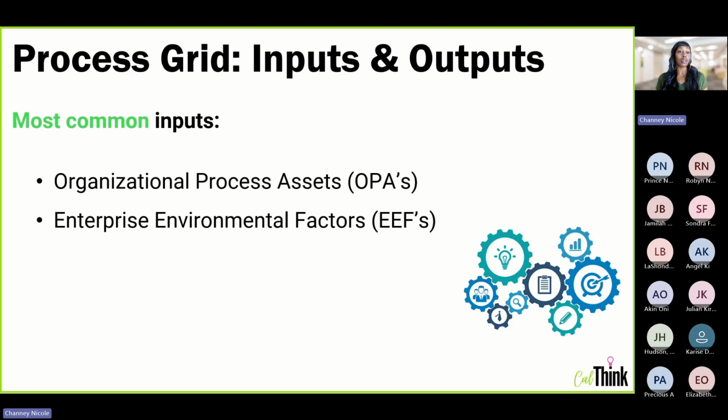So basically things that we can use that will save us from doing double work that a previous project team already did. And then EEFs are things like the organizational structure, the hierarchy, the underlying politics, different factors like weather, laws, regulations. These are things that affect the project that we have to work around. And these two are inputs to almost every single process on the grid. EEFs specifically are an input to 38 out of 49 processes on the grid, and OPAs are an input to 35 processes out of 49. So they are definitely the most common across the board.